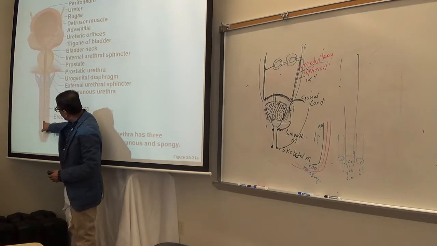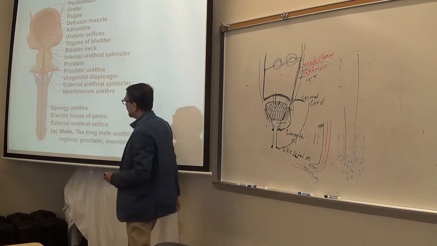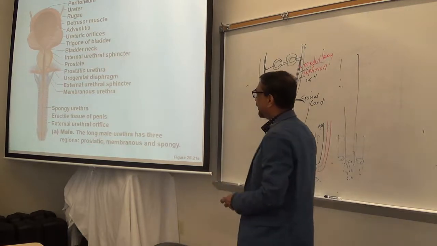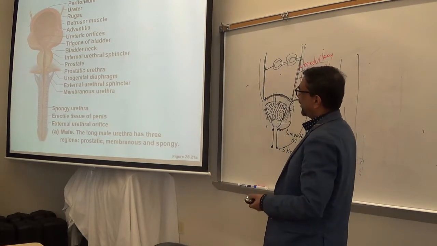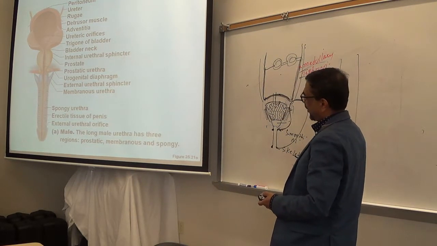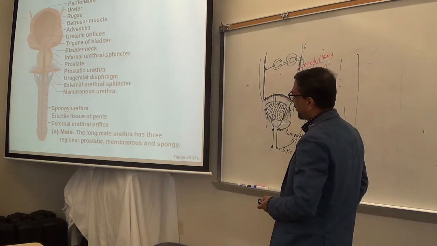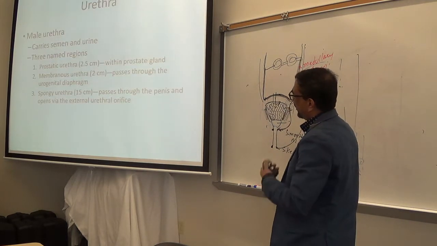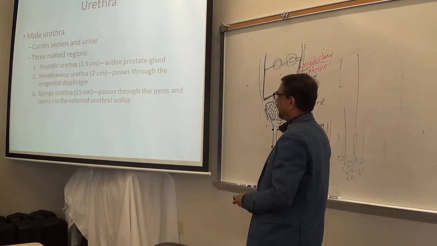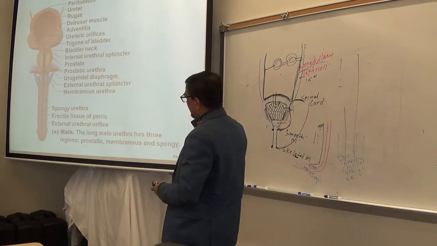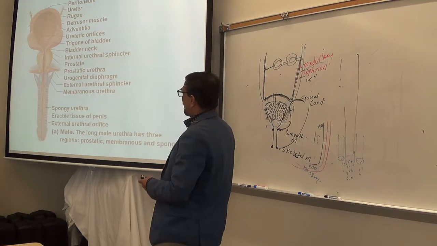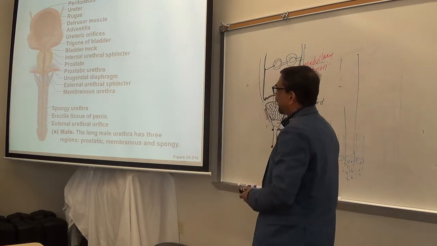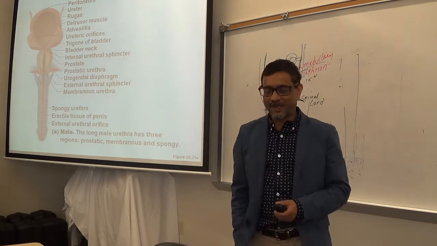This long part is the spongy urethra, which is the longest part. Okay. So the shortest part is the membranous urethra and the longest is the spongy urethra. You can see the length here. Okay. Now the last thing, the epithelial lining of the urethra.